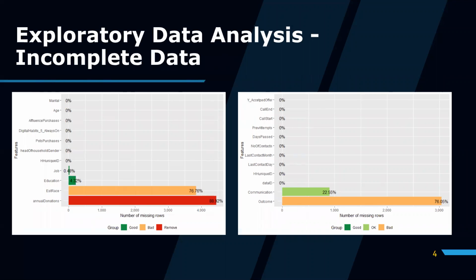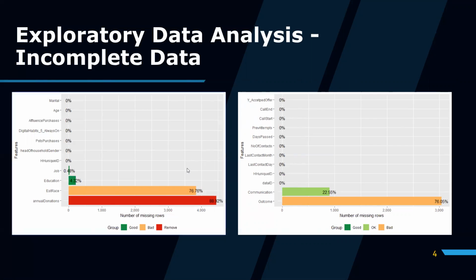Thank you, Jay. So we began our EDA by replacing blank observations with NA. After that, we started analyzing what variables were missing in the data and realized that a total of 3 variables had significant data missing. We had to remove the variable outcome from our current customer data due to it having 76% missing values. And in our Axiom file, we removed both race and annual donations variables, with 76% and 88% missing observations, respectively.